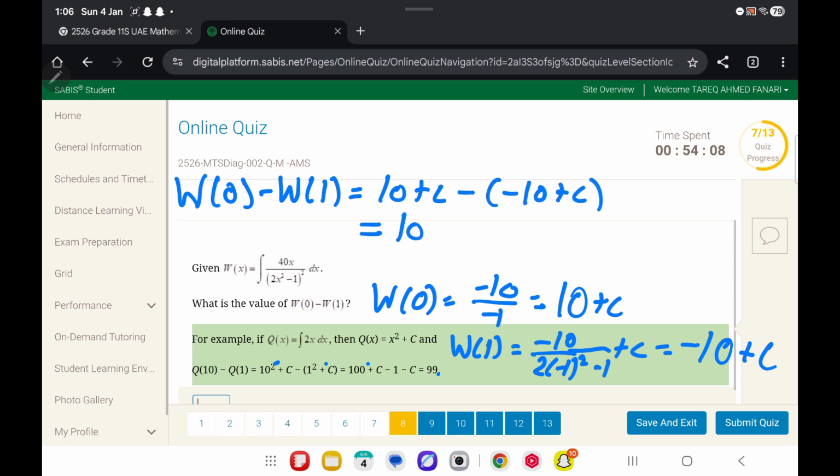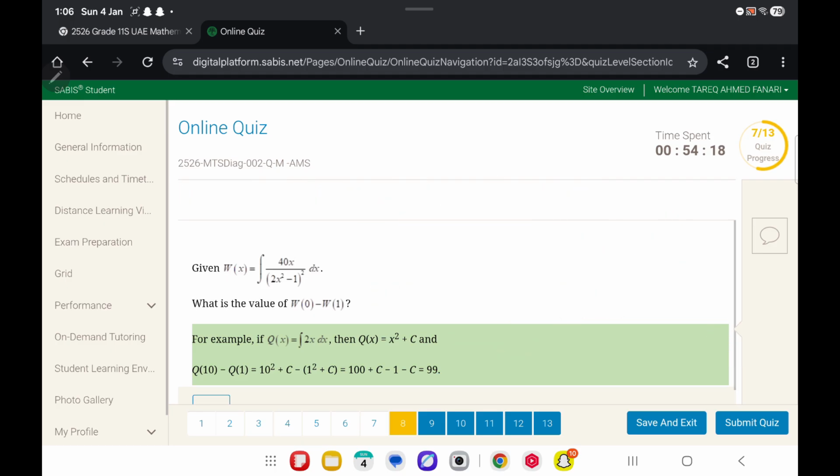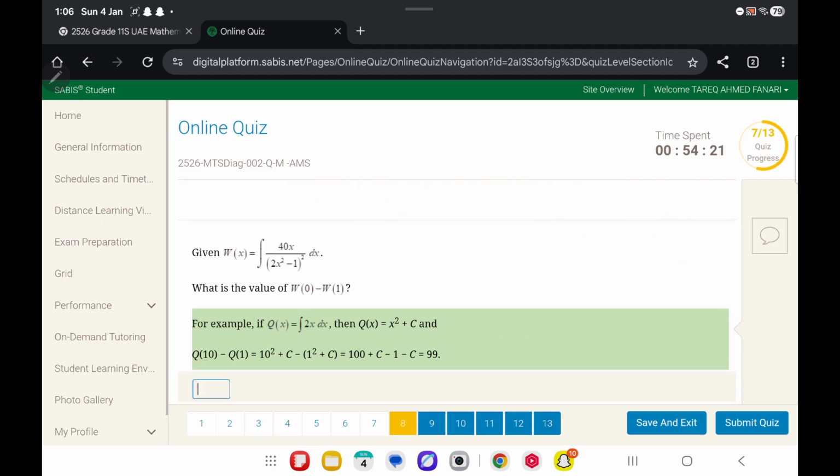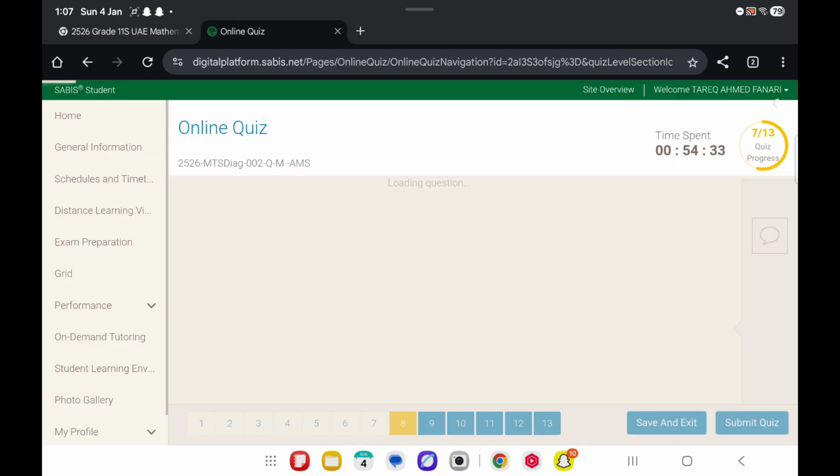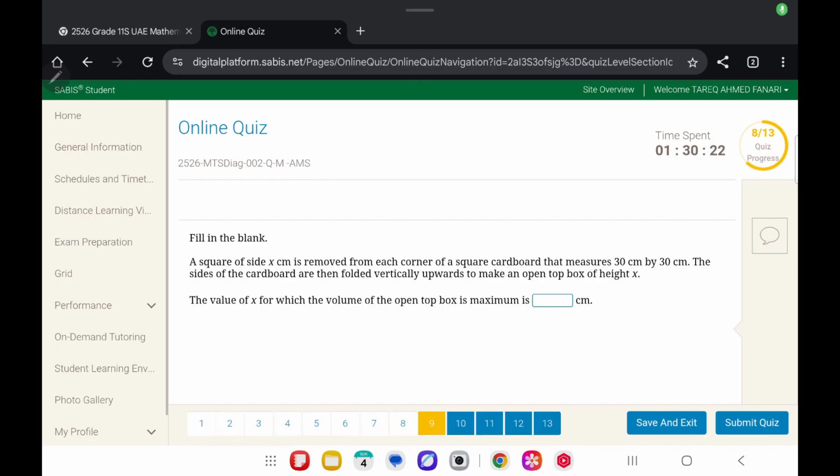Okay, so what's this equal to? Minus 10 plus c, minus and minus become plus 10, minus with plus becomes minus c. C and minus c cancel out. 10 plus 10 is 20. This is my answer, 20. Okay, let me just write 20. 20. Moving on.